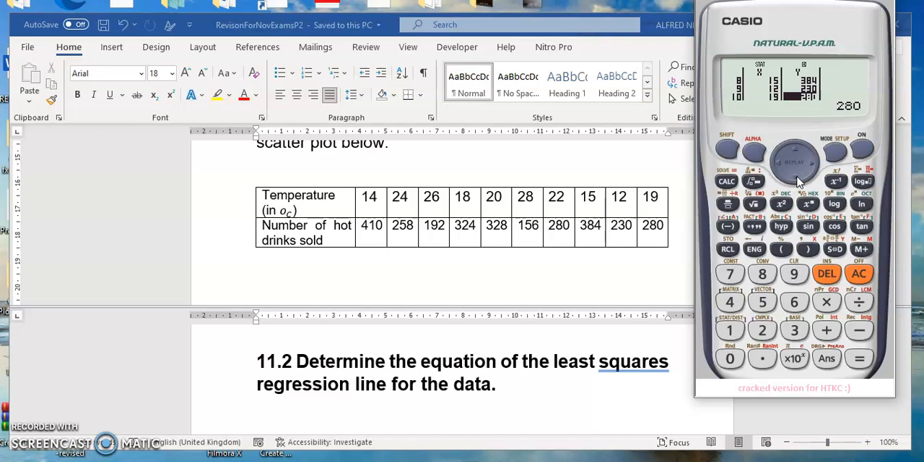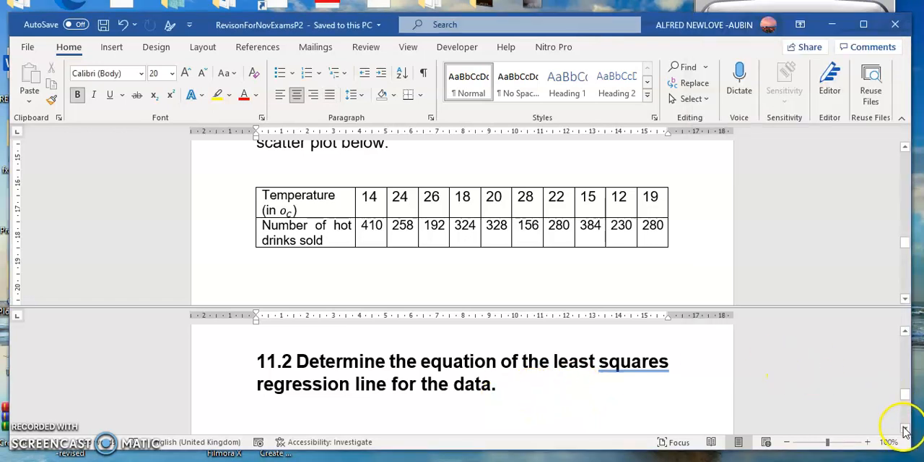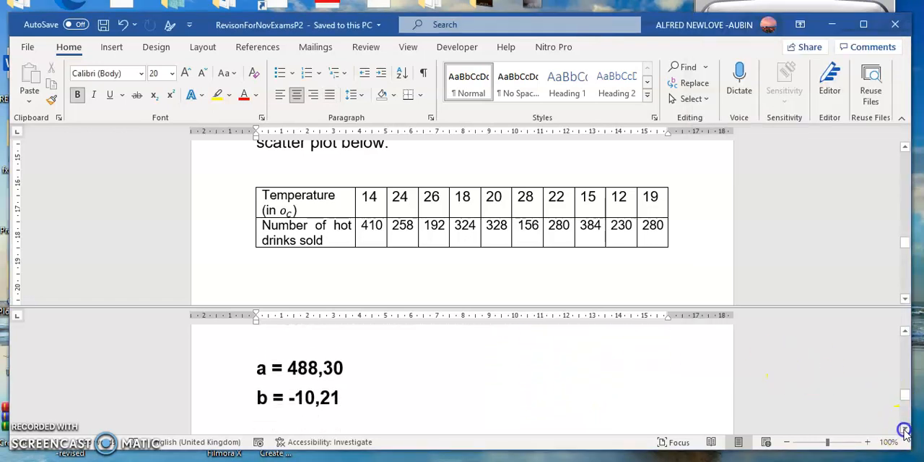So now that I've gotten everything right, I'm going to press AC. Then they want the equation of the regression line. So what I'm going to do is I'll press Shift. Then I'll press what? Start. Then what do I want? Regression, REG, which is 5. Equation of the regression line starts from A plus BX plus C. This is the equation. So now I'm going to get my A.